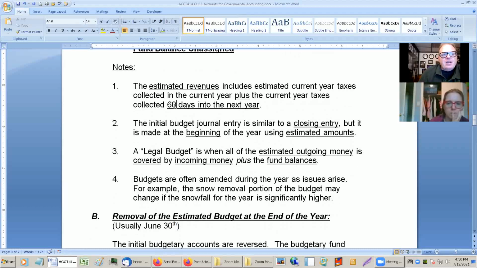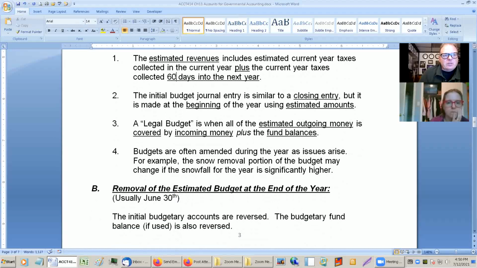And here's the reason why there's people that'll pay late on things. You can go into 60 days into the next year. If it goes more than 60 days into the next year, it counts for revenues in the next year. Oh, this is what I just talked about. The initial journal entry is similar to a closing entry, but it's made at the beginning of the year using estimated amounts. Like revenues are debits and expenditures are credits.